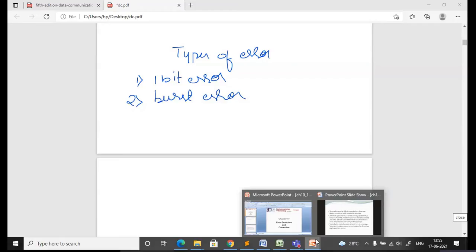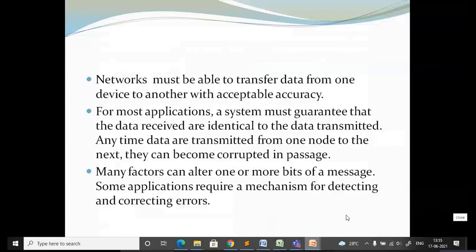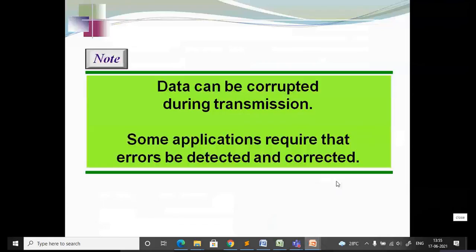So data can be corrupted during transmission. Okay, this is one important point you need to remember. When data gets corrupted, some applications require errors to be detected and corrected. This word is very important. Some means not all the applications. Okay, for some applications the accuracy is very important.